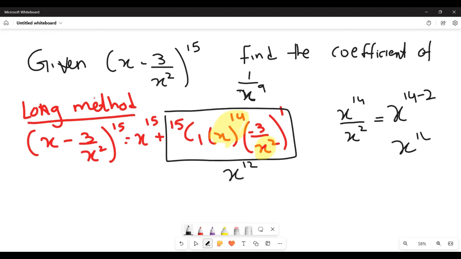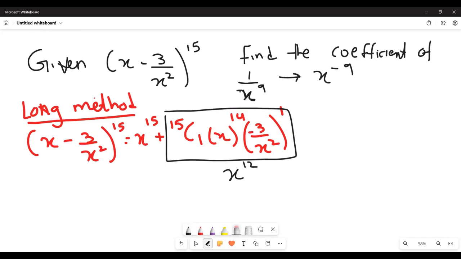So we have to find the term 1 over x power 9. Yes, 1 over x power 9, in other words x power minus 9. Okay, so what term do we find? Let's also look at the next term.